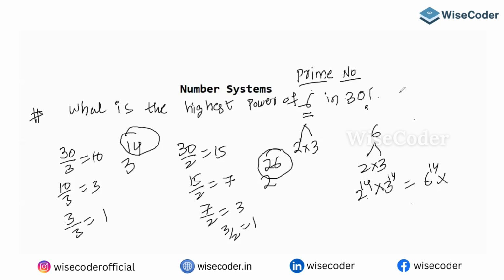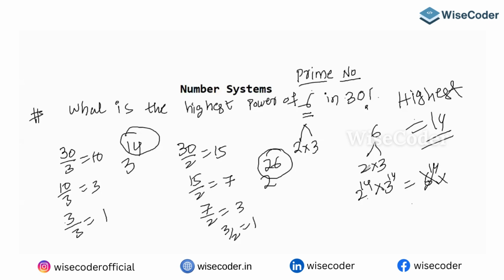So the highest power of 6 is 14. Now, don't use the indices concept here. Forget about that. What I'm trying to tell you is that only the combination of 2 and 3 will give you 6, because 2 times 3 is 6. Yes or no?